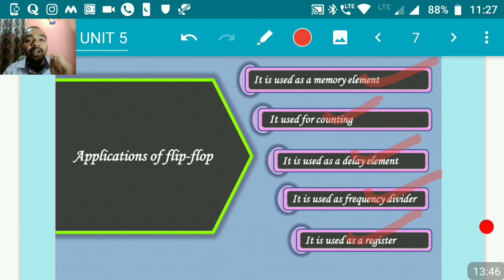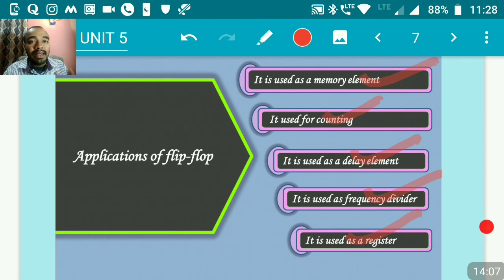A register is one which registers the given binary data. Let me not just confine it to 1 bit data. A register is one which accepts and stores the binary data until it is retrieved. Understood? So these are all the applications of your flip-flop.